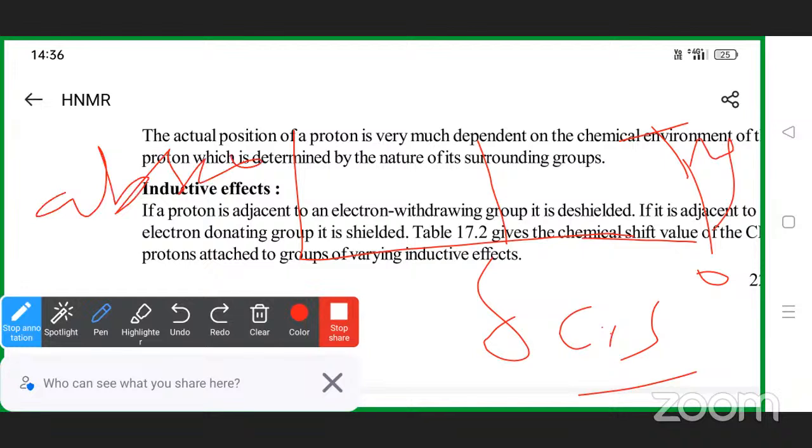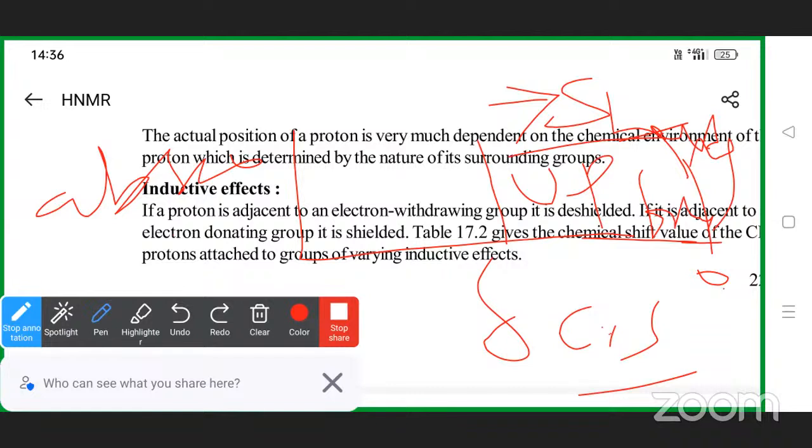Okay, on the y-axis we take the values here. If you divide this graph or the table in two parts, the right side part is called the shielded region. It is the upfield or shielded region, where this part has the lower delta values, starting from 0 and having less.